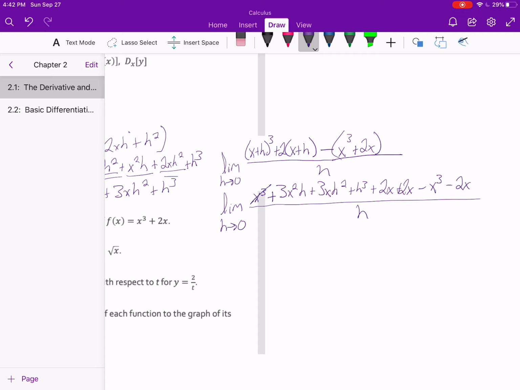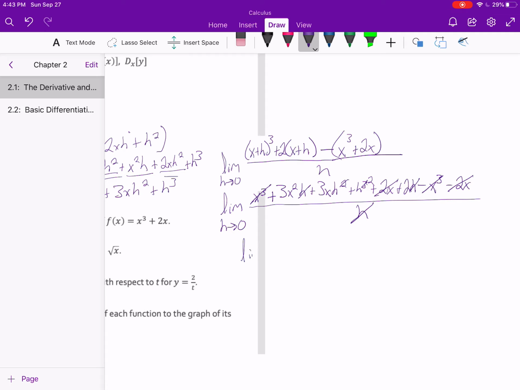So let's see what we can cancel out. I see an x cubed and a minus x cubed. I see a plus 2x. Did I write plus 2x twice? I did. This should be a 2h. So 2x plus 2h. All right, so I have a plus 2x and a minus 2x. And notice everything that's left has an h. So I'm going to take away an h. This becomes 2. That h goes away.